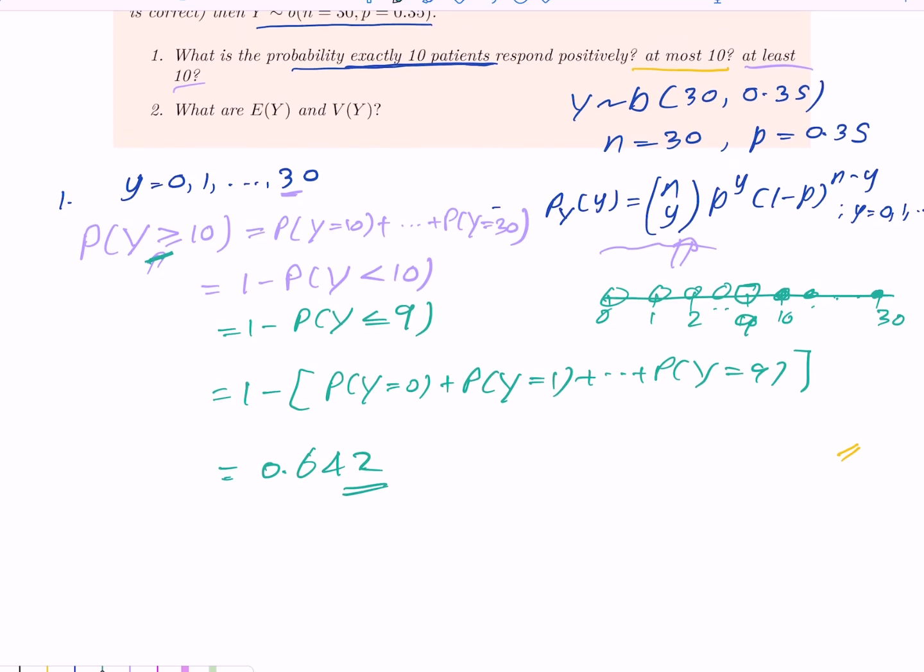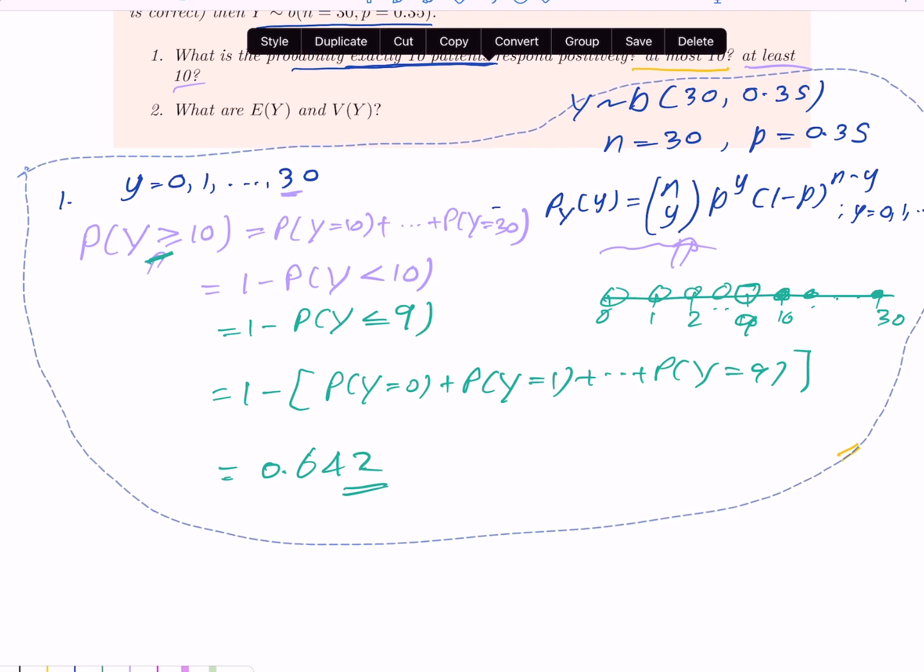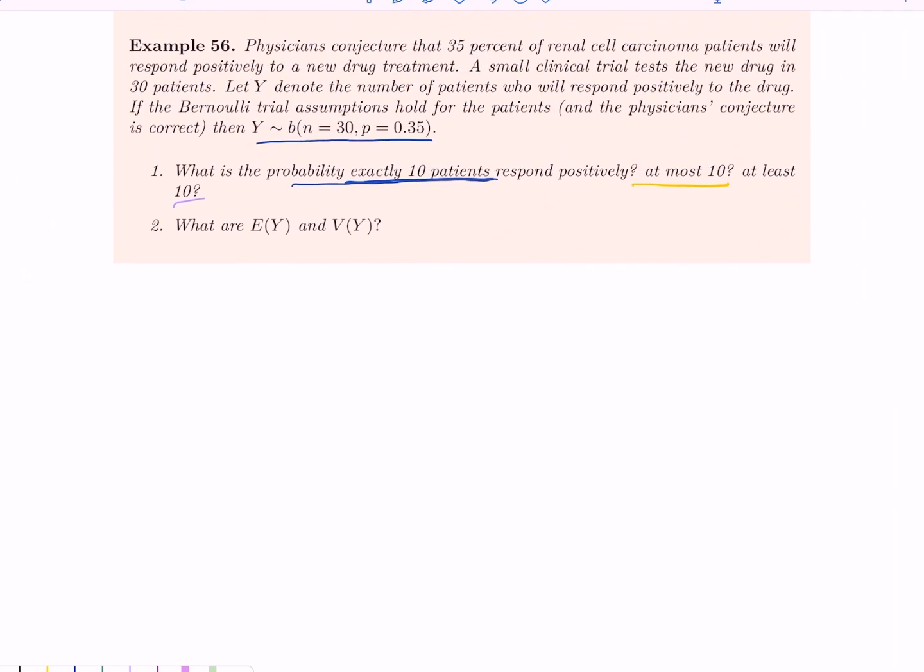Yes, so that is the way we find the probabilities for the binomial. Then how do we find the expected value in this case? Yes, you know the expected value of y. If y is binomial n comma p, the expected value is np. So here, what is n? N is 30 and p is 0.35. So multiply, then we can say 10.5 patients. That is the expected value because we are talking about patients.